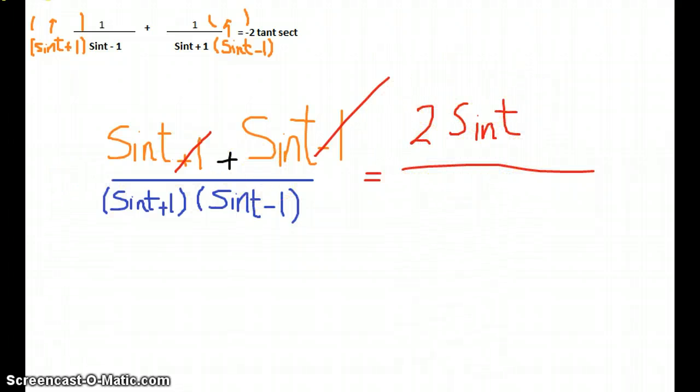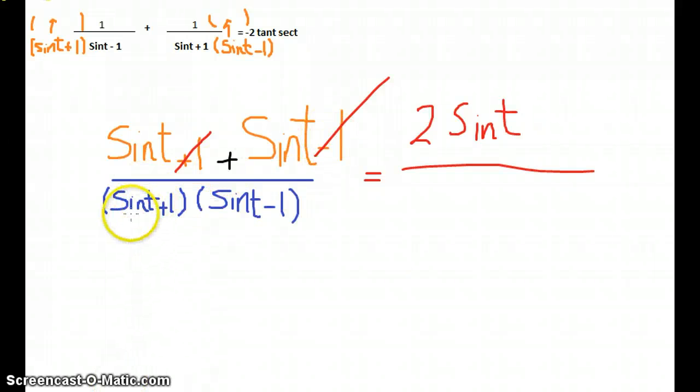Some people confuse that with sine squared t. If we're multiplying, yes, we square things and cube things, but we're not multiplying, we're adding. So like x plus x is 2x, t plus t is 2t. Same thing, sine t plus sine t is 2 sine t.